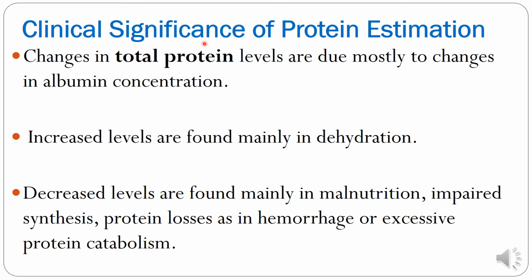The chief clinical significance of protein estimation is the change that the total protein undergoes. It's mainly due to albumin concentration because that is the chief protein, and whenever there is an increase in total protein, that is chiefly because of dehydration or overproduction. We'll see this a little more in detail a little later. And the decreased levels are found mainly in malnutrition, impaired synthesis, protein loss, as in hemorrhage, or excessive protein catabolism.